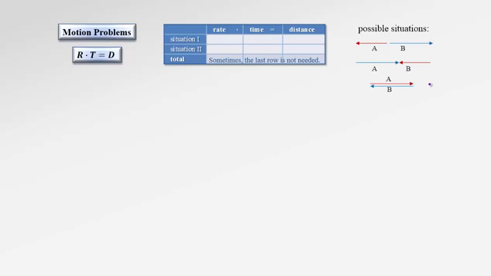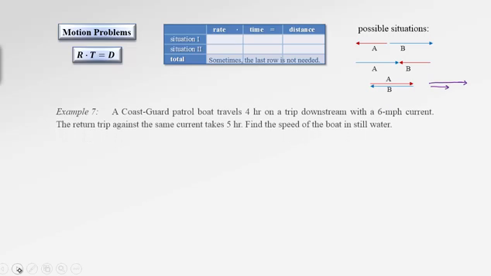It could happen some other situation. For example, one point will move faster than the other during the same time. So in this case we may be interested in the difference between the two distances. So it's a good idea to draw a diagram like this to figure out the situation described in this particular problem. Let's see our example.